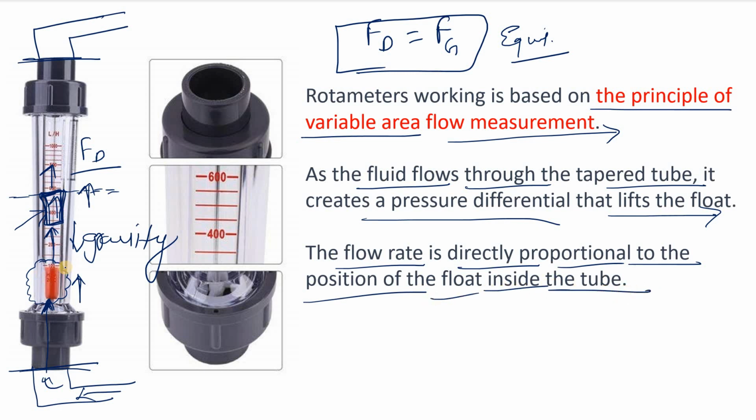Simply, as your float goes up, your flow rate will increase. As it goes down, your flow rate will decrease. So simply, the flow rate is directly proportional to the position of the float inside the taper tube. I hope you got this point. I hope you understood the working of the rotameter.